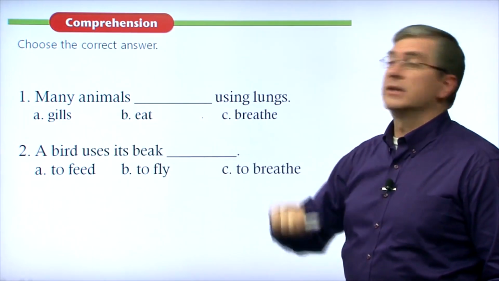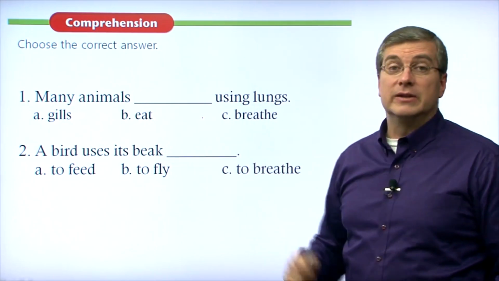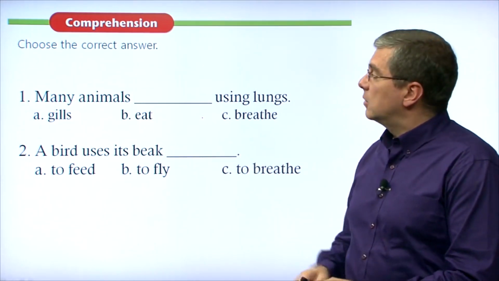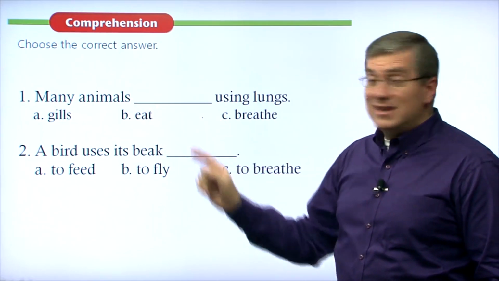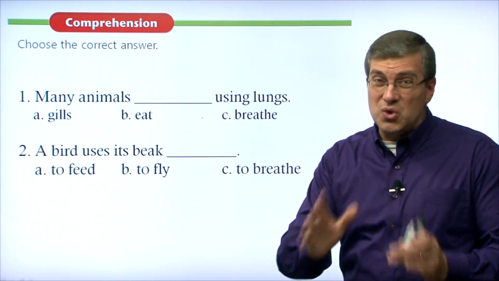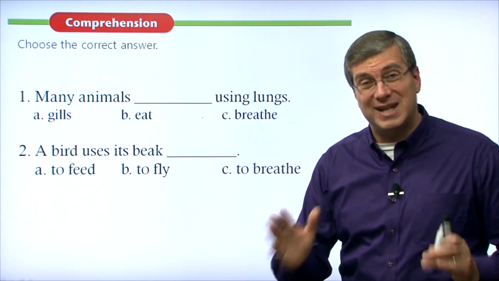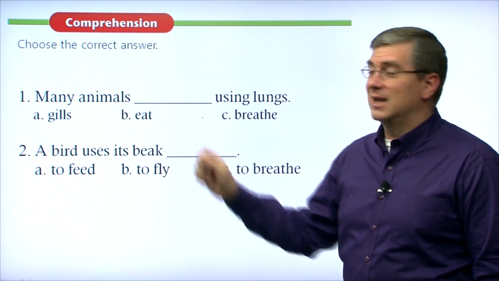Be is a verb. Eat, to eat, that's a verb. See is a verb. Breathe. So we have to choose between these two. So many animals eat using their lungs. Do you use your lungs to eat? Don't do that. If you get food in your lungs, that's very dangerous. You choke, right? So that's not the correct answer.